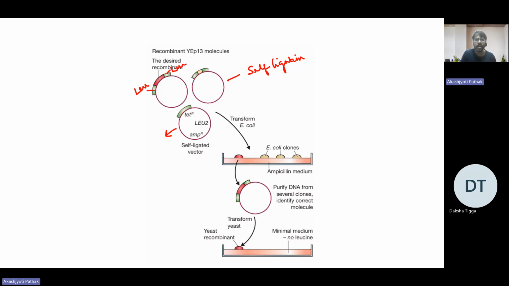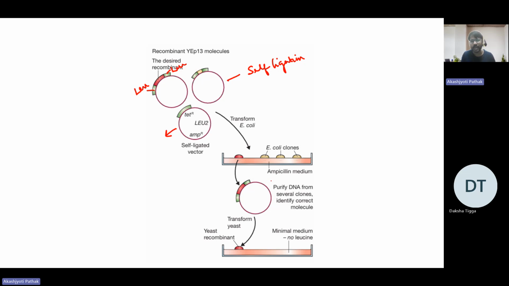Now, if you transform this sample into E. coli, then you will get colonies growing in ampicillin medium, and you will also get colonies which have your correct desired recombinant gene. So you can isolate all these and grow them, and then you can sequence and see. So you purify the DNA from several clones, and then you identify the correct molecule.